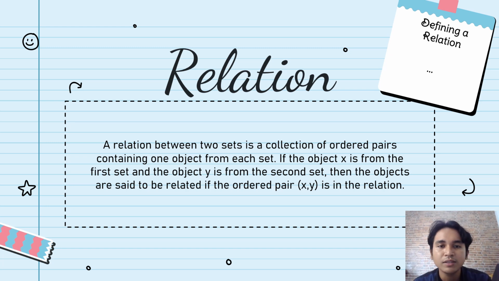Now I will present about a relation. A relation between two sets is a collection of ordered pairs containing one object from each set. If the object X is from the first set and the object Y is from the second set, then the objects are said to be related if the ordered pair (X, Y) is in the relation.